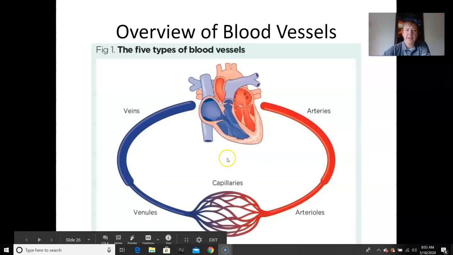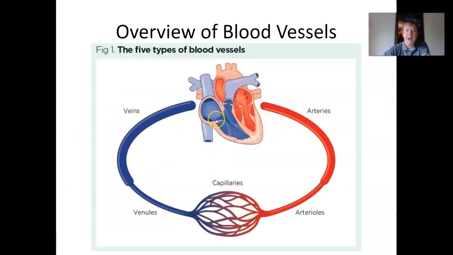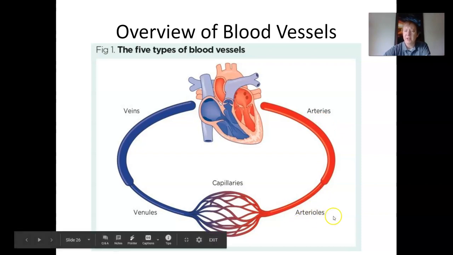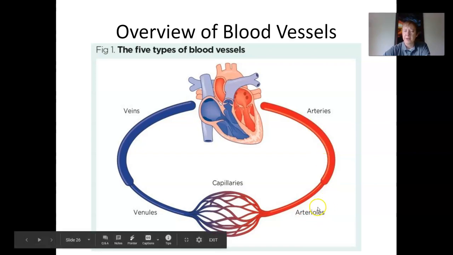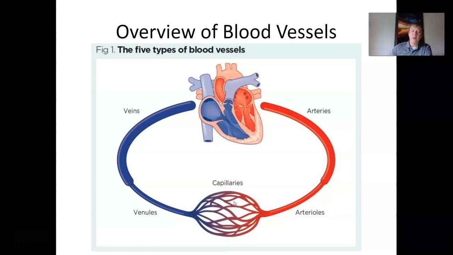Looking at this image, we can see again we start in our heart, so blood comes out of the right ventricle through the aorta, and then goes into the arteries. Like I had mentioned, they go from arteries to arterioles. Arterioles are just smaller arteries. As the arteries begin to branch off into smaller tubes, they become arterioles. Eventually they become the capillaries, which again are those very, very thin blood vessels that allow oxygen and nutrients to be exchanged for waste and carbon dioxide.